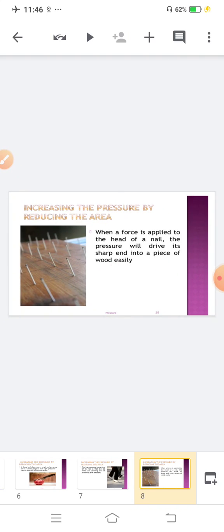Increasing the pressure by reducing the area. When a force is applied to the head of a nail, the pressure will drive its sharp end into a piece of wood easily. Why? If you take a pointed nail and a thick nail, the pointed nail will go in easily because the area is small, so whatever force you apply will be more effective. Clear?